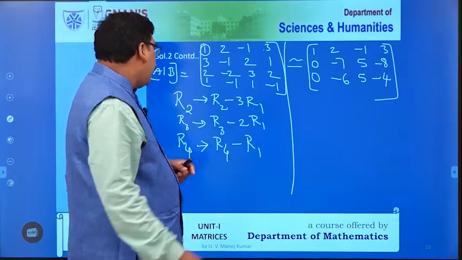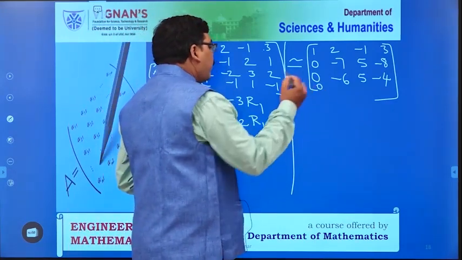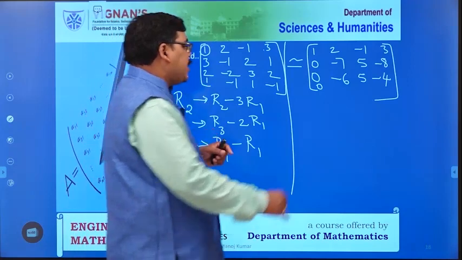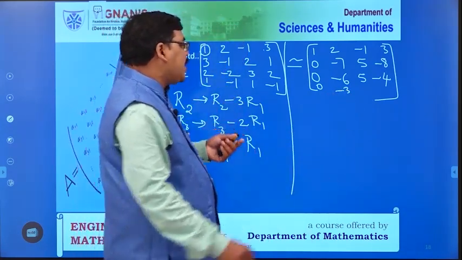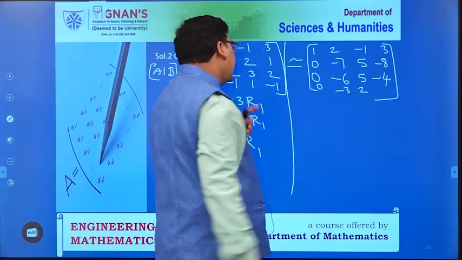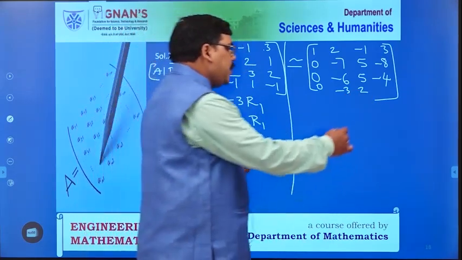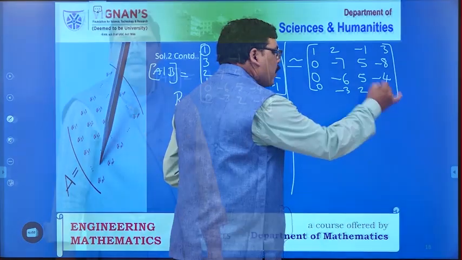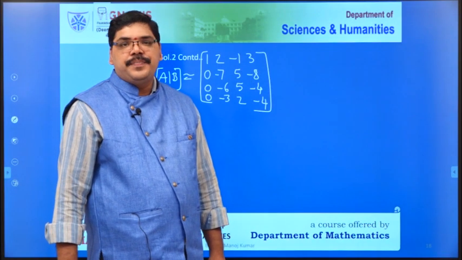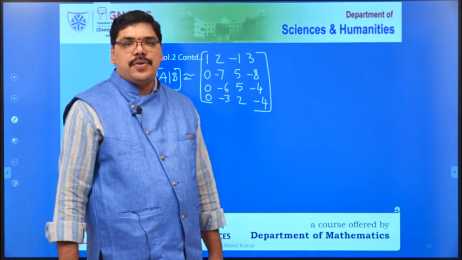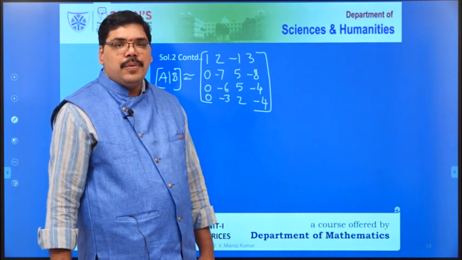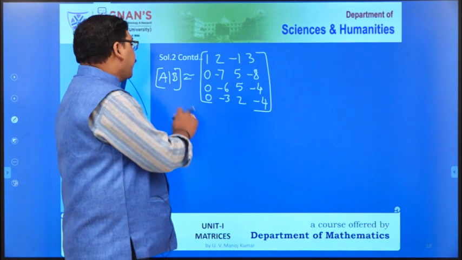R4 minus R1, 0, minus 1 minus 2. Minus 3, 1 minus of minus 1, plus 2, minus 1 minus 3, minus 4. After applying the row operations, we reduced the elements in the first positions of each row into zeros. Now the resultant matrix is like this.